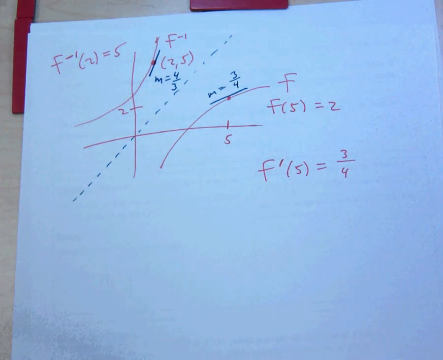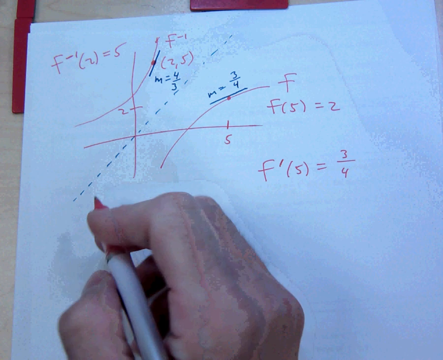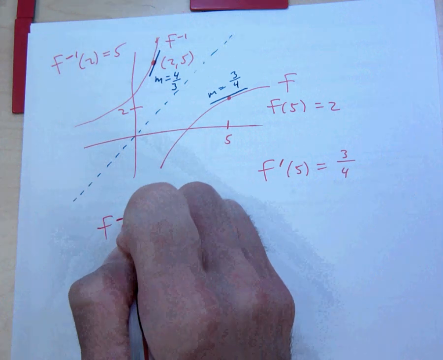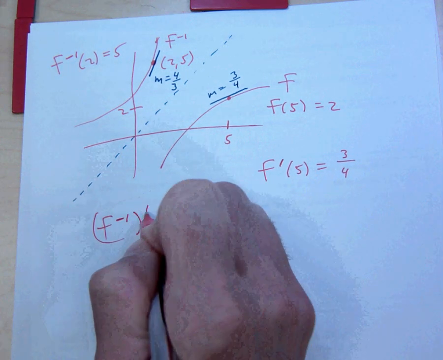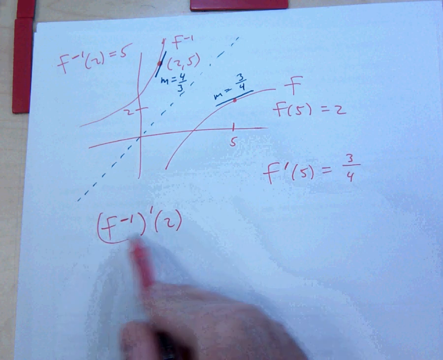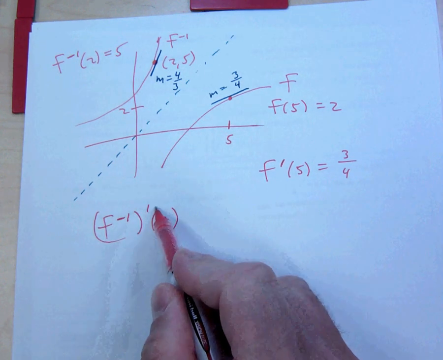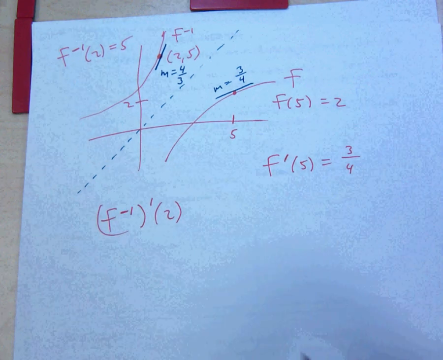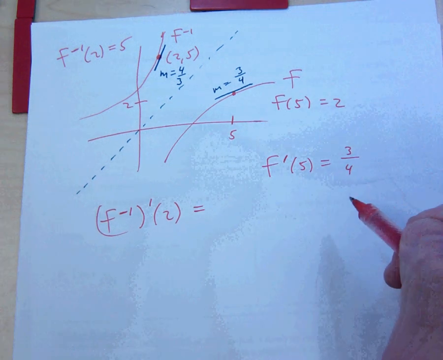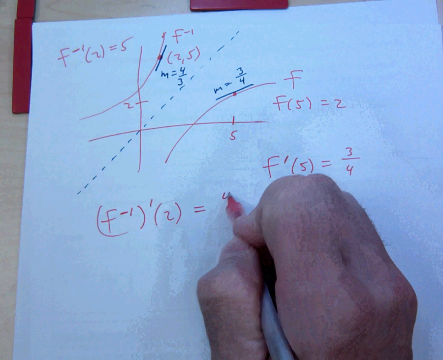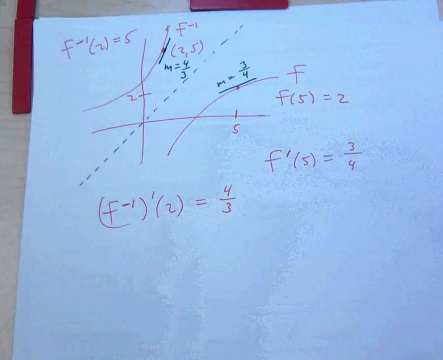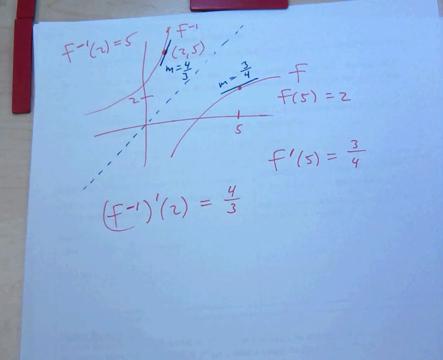And how would you write that, by the way? You'd write f inverse prime of 2. That's just how we write it. We put that extra set of parentheses just so that the notations don't get mixed up. You with me? So you can say f inverse prime of 2 equals what? 4/3. Are you following me on that?